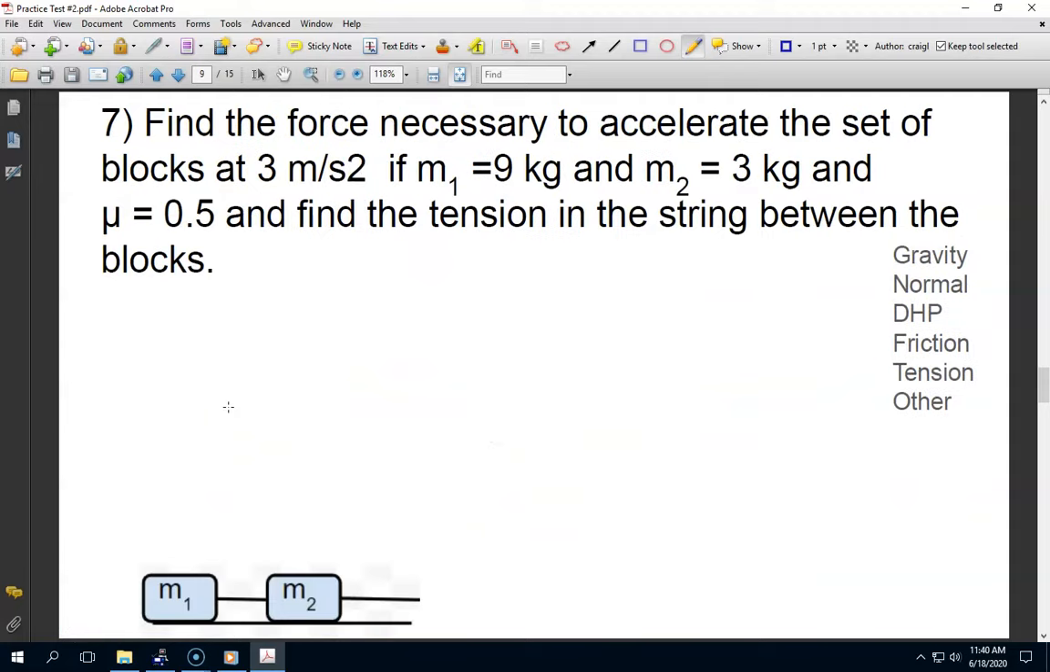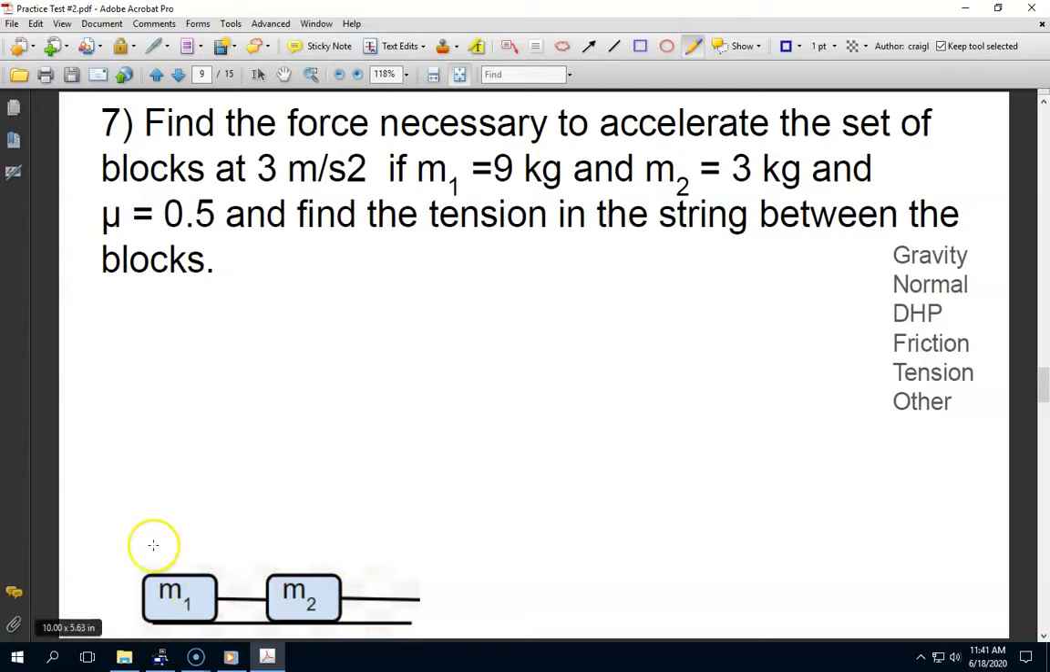All right, right here, find the force necessary to accelerate the set of blocks at 3 meters per second squared. A little picture at the bottom, so this is pretty straightforward. But what we need to do is to think about each one of these. This is the first one we've seen today that has 2 blocks. There's a block, there's a block. I need to know what forces are acting on this one. I need to know what forces are acting here. So 2 separate blocks.